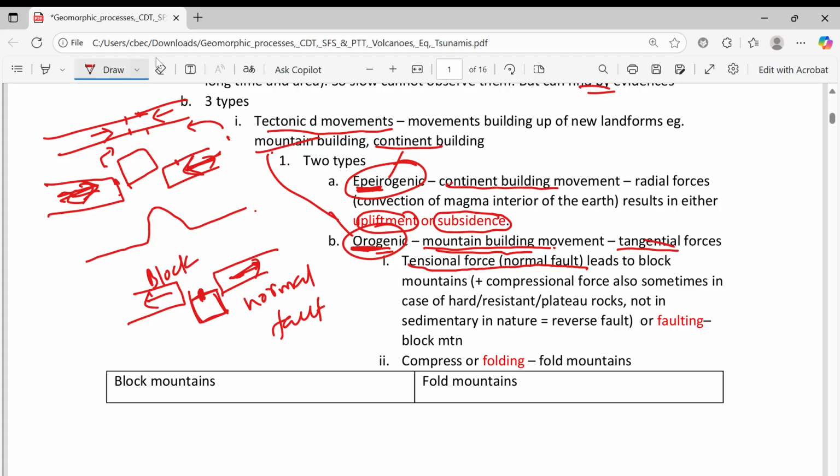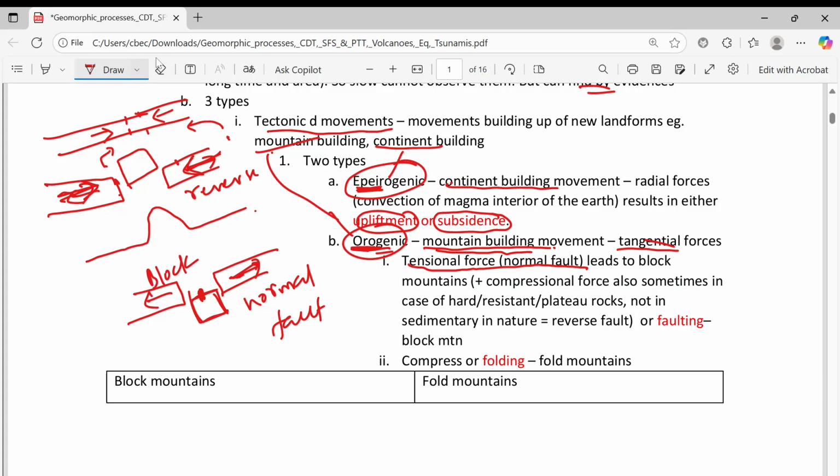So this is normal fault. This is the force you are pushing against. So this is reverse fault. Fault means nothing but some crack. Fault means some crack, some break in the plate.